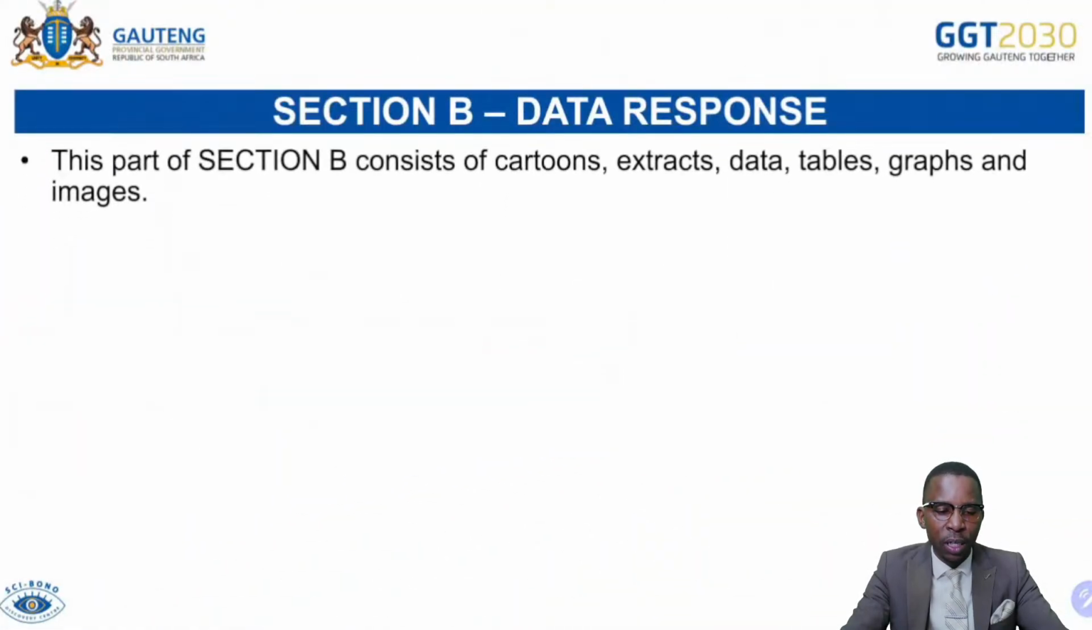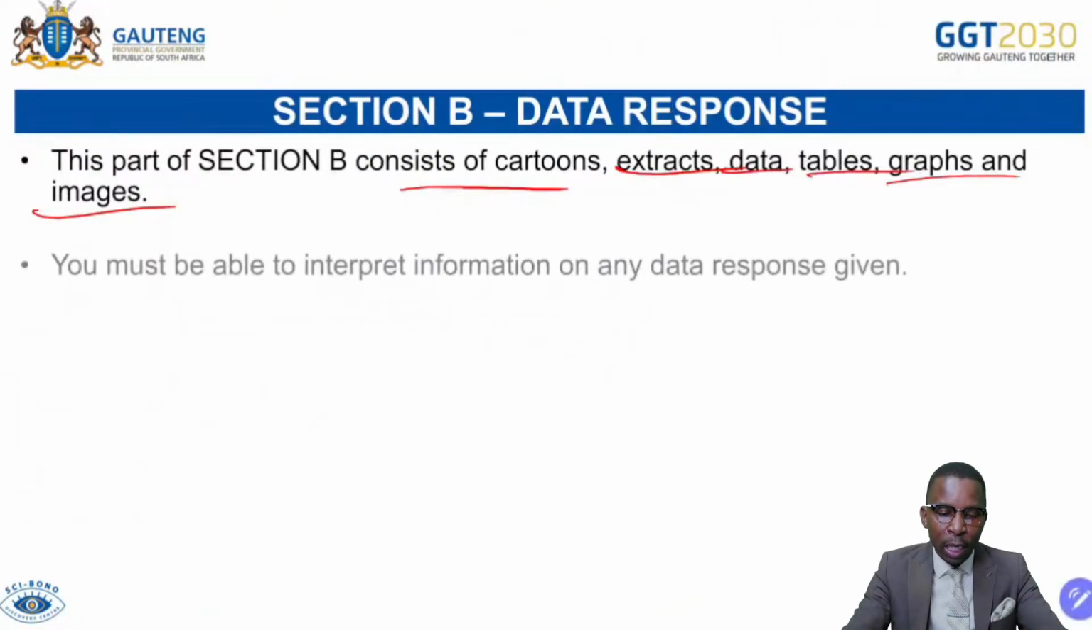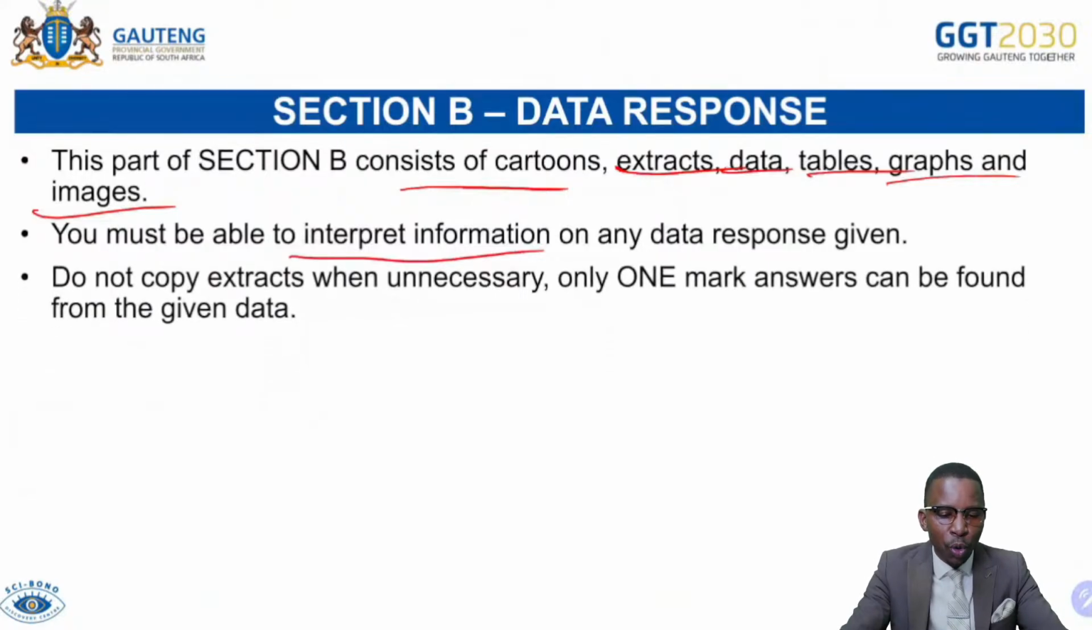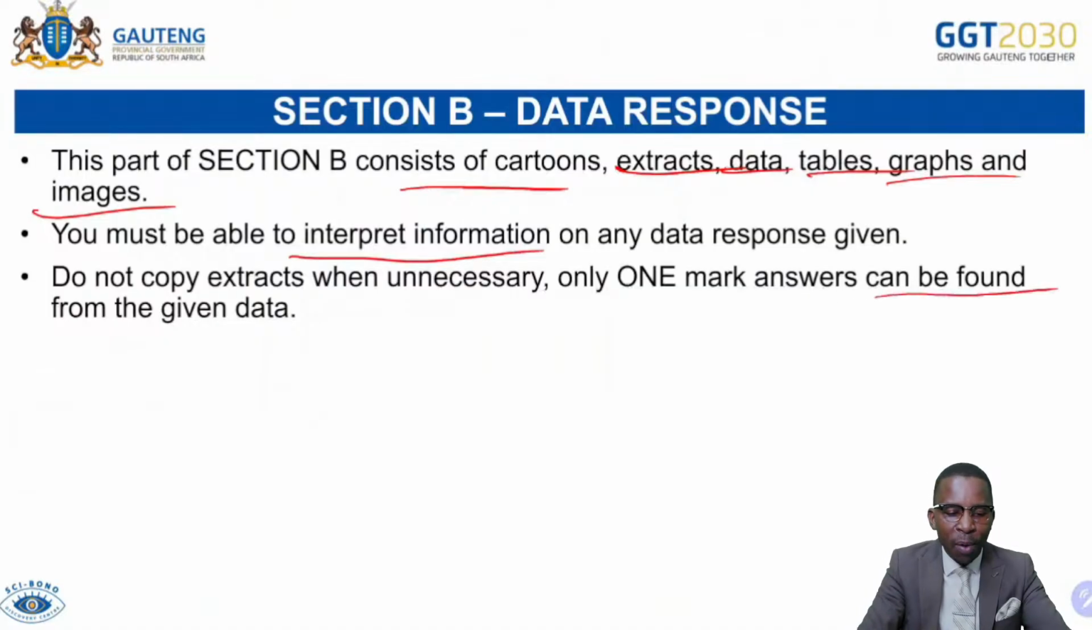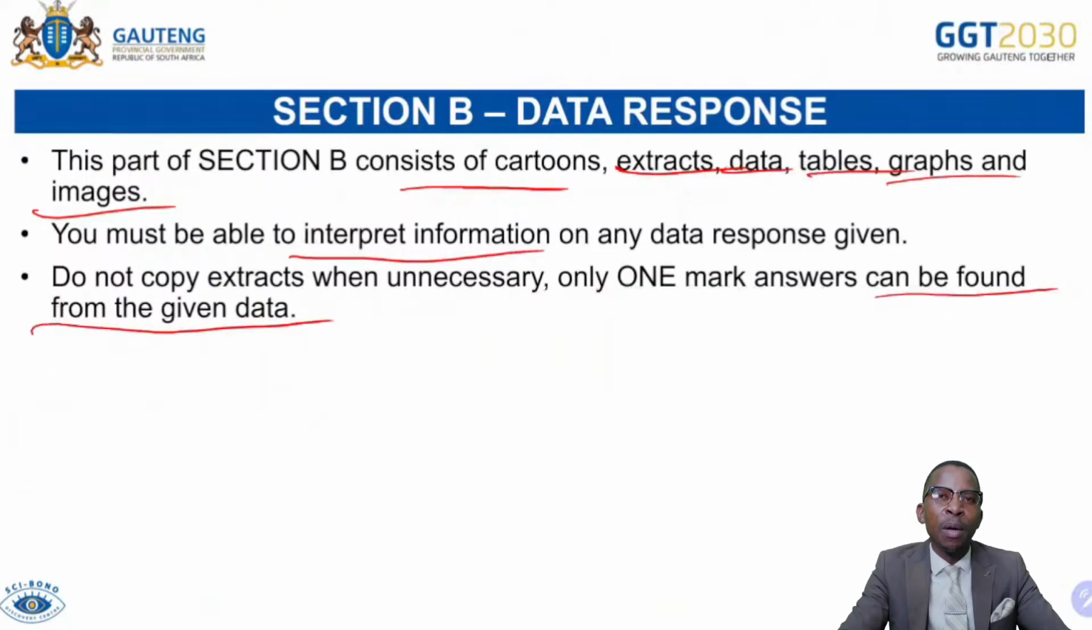Data response questions. This part of the section consists of cartoons, extracts, data, tables, graphs, and images. This is what you should be able to analyze. So it's important that you must be able to interpret information on any data response given to you, and do not copy the extract when unnecessary. Only 1 mark answers can be found from the given data. I did mention that in Section B, data response, not all answers can be found from the extract. Basically, 1 or 2 answers for 1 mark can be found in there. Otherwise, everything is your knowledge.